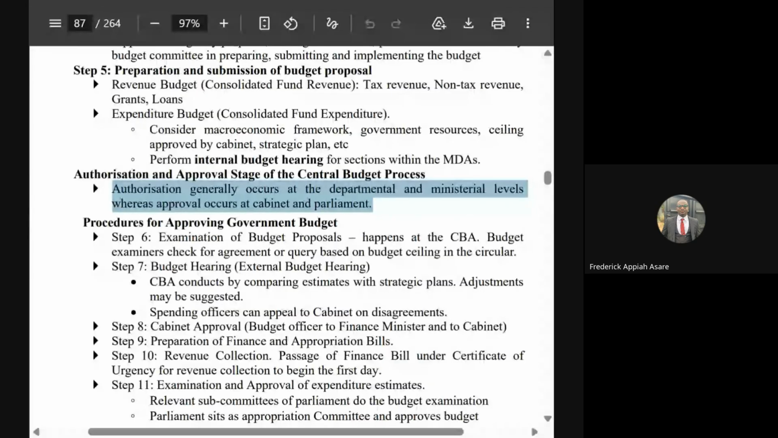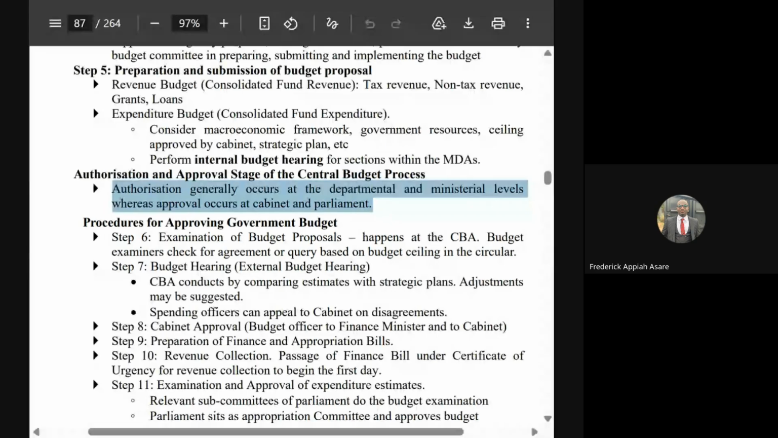So when it comes to authorization, the various departments and the ministries will authorize the budget. So when the authorization is approved, then they will send it to cabinet for cabinet to approve. Usually they will invite individuals to come and justify the inclusion of the various items in the budget, especially when they realize that it demands a lot.